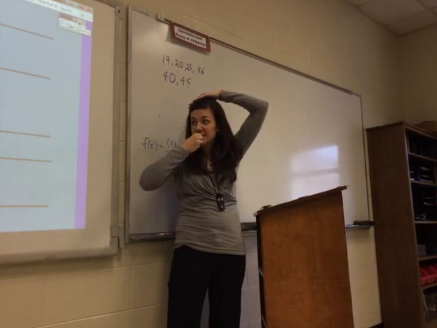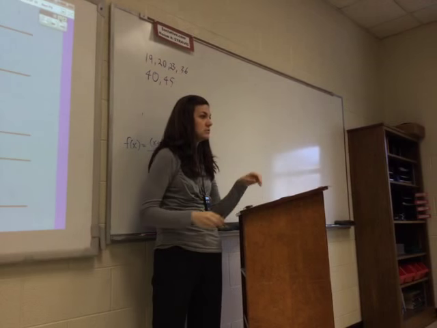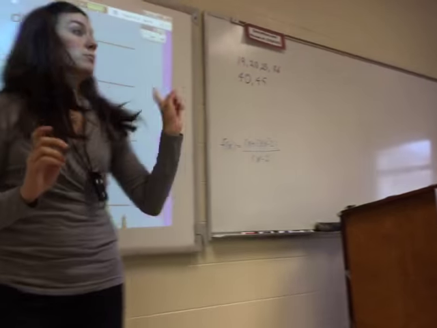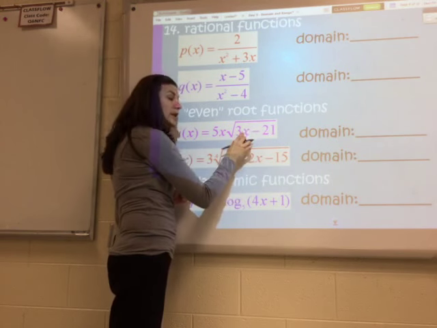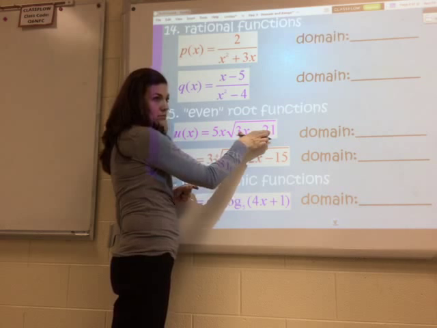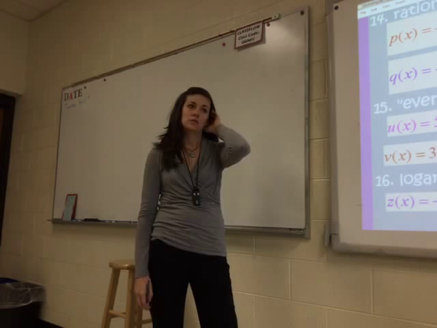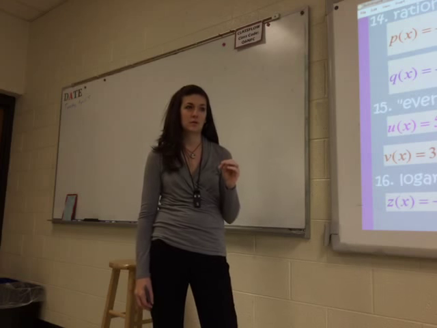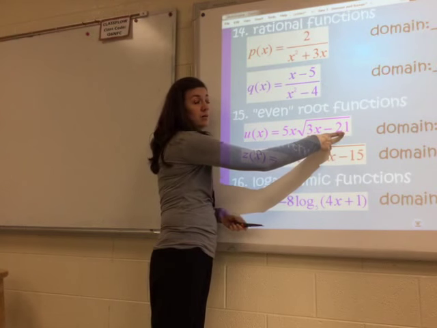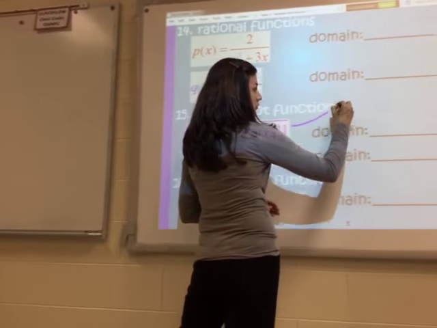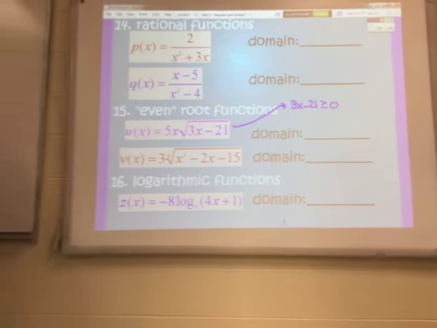We just talked about how with odd roots, we can plug whatever numbers we want in. What about evens? I can plug in negatives, Megan. I just can't have a negative right here. Once I plug in a number, I can't get a negative. So tell me how I could figure that out. This has to be what? Or, can it be 0? Yes. So, for this guy, 3x minus 21 has to be greater than or equal to 0.